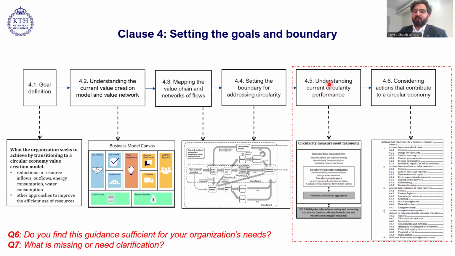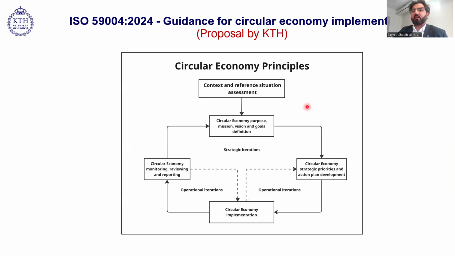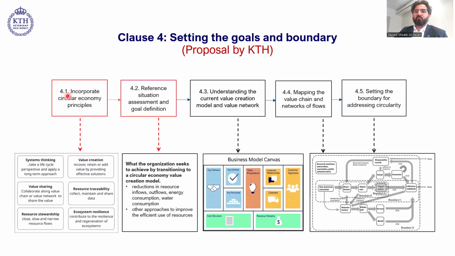And not only this, if you go back and if you remember the general framework of circular economy implementation, the framework always starts with the circular economy principles. So the first thing an organization should do is try to understand the circular economy principles and try to incorporate those principles. And based on them, then you assess your current situation, and then you move to the goal definition. You don't move directly to the goal definition. So we will suggest here, for example, 4.1, incorporate circular economy principles, and 59004 provides 6 principles of circular economy.